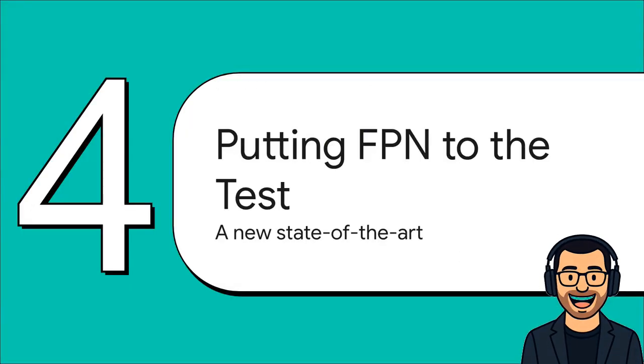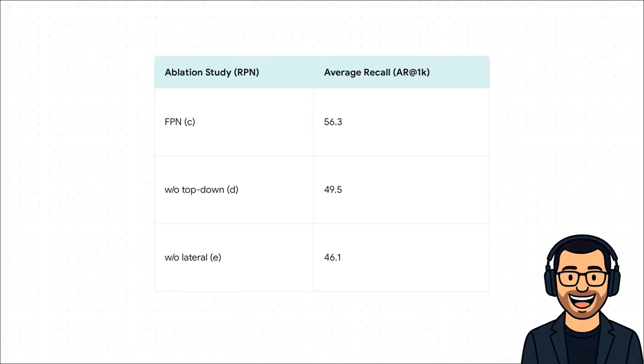Okay, so a clever idea is one thing, but did it actually work? Well, to prove it, the authors plugged FPN into two of the leading frameworks at the time, Faster R-CNN, which was a really powerful object detector, and its sidekick, the region proposal network, which is the part that finds potential objects in the first place. This study right here is so telling. Just look at the full FPN model in that first row. It gets an average recall of 56.3.